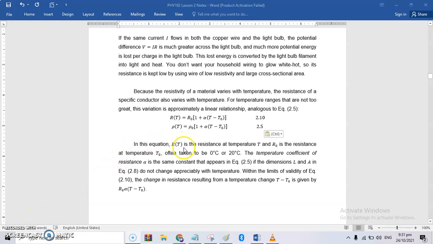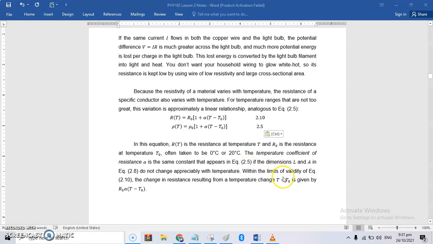So in this equation, RT is the resistance at temperature T, and RO is the resistance at temperature TO, often taken to be 0 degrees or 20 degrees Celsius. The temperature coefficient of resistance alpha is the same constant that appears in equation 2.5 and also in table 2.2. If the dimensions, length, and area in equation 2.8 do not change appreciably with temperature, we can use equation 2.5.